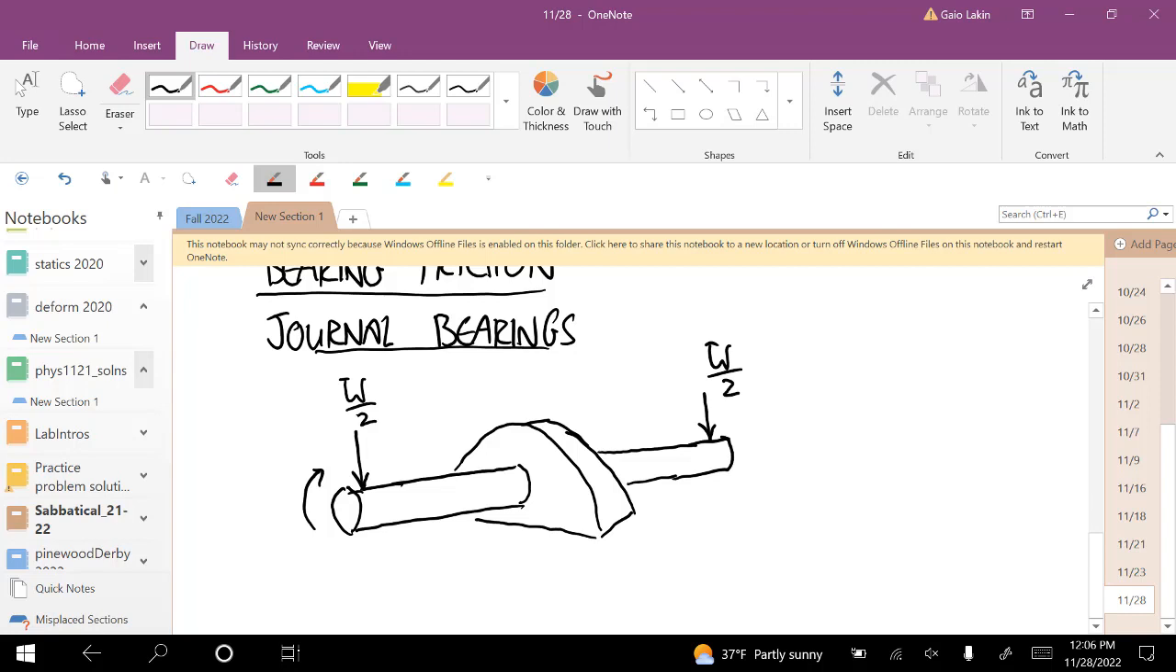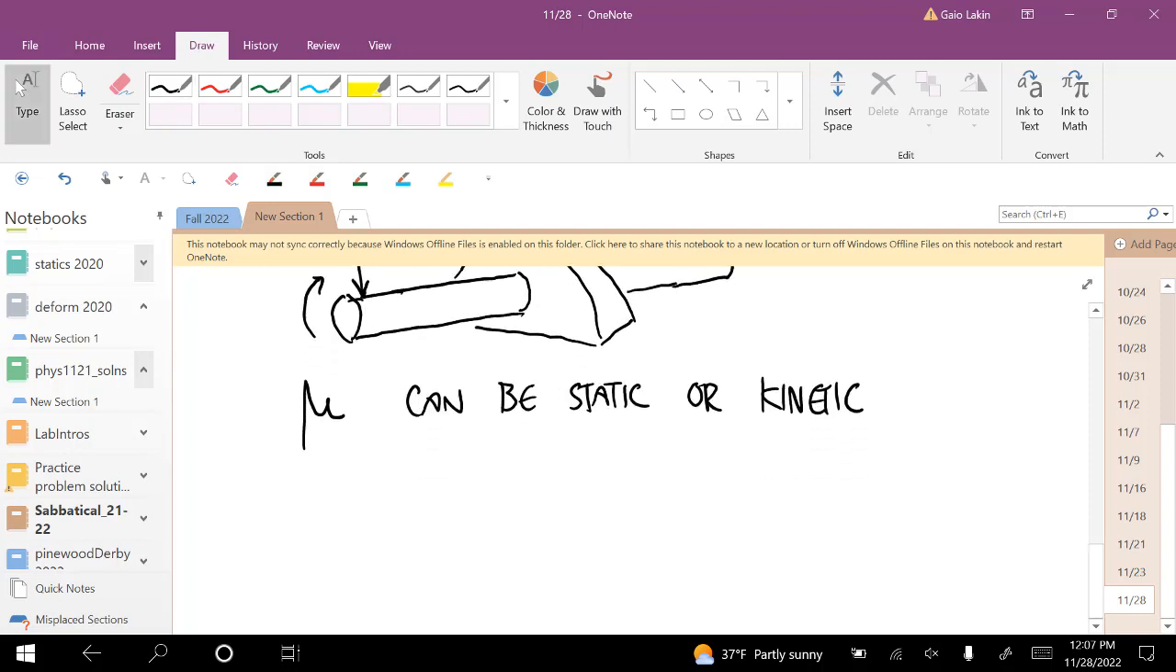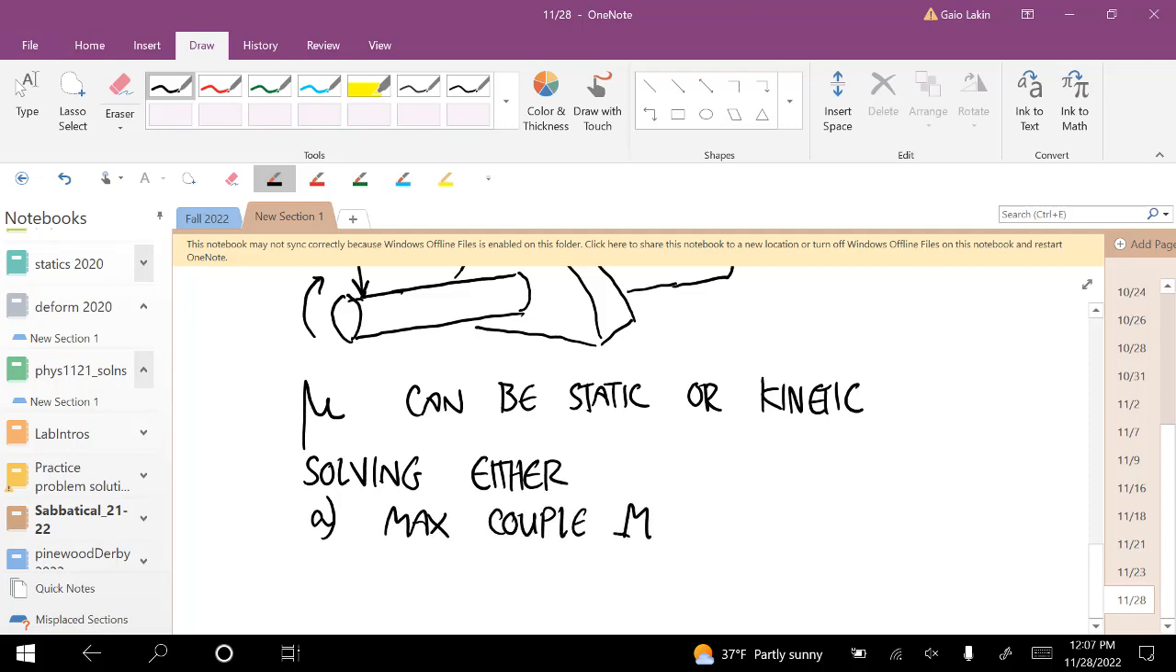And mu can be static or kinetic, depending on what type of problem you're trying to solve. And what you're solving is either first, the maximum couple, capital M, that you can apply to the axle before rotation starts.